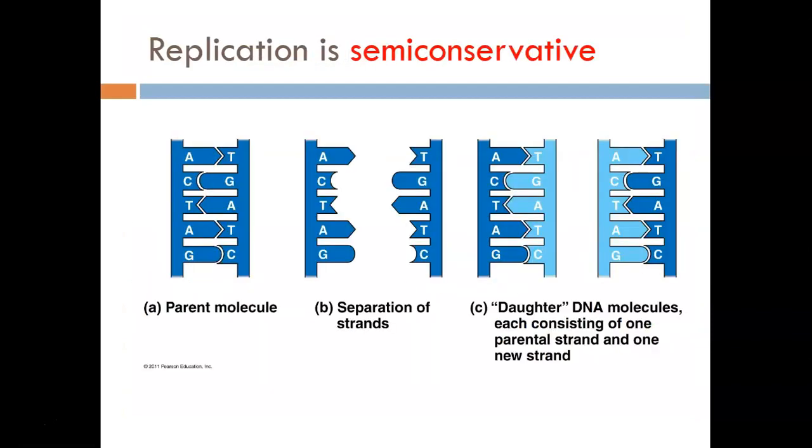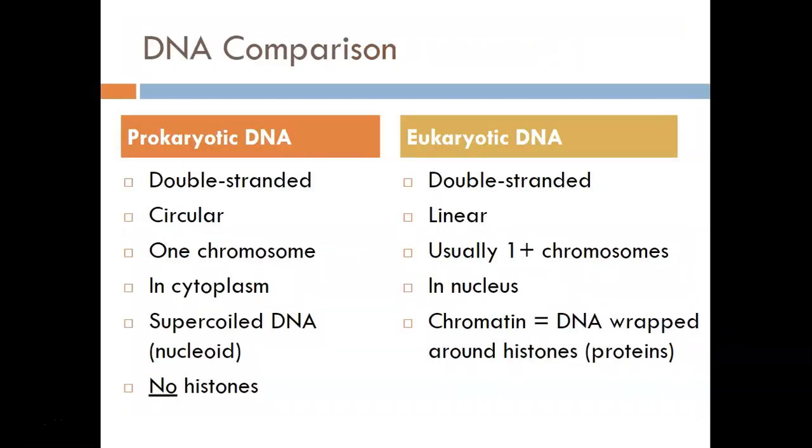In terms of prokaryote versus eukaryote, prokaryotic DNA is also double-stranded, just like us as eukaryotes, but it's in a circular form. So prokaryotes have a circular DNA floating around in the cytoplasm. They only have one, whereas we as eukaryotes have linear chromosomes. Humans have 23 pairs or 46 linear chromosomes that are hanging out in the nucleus.